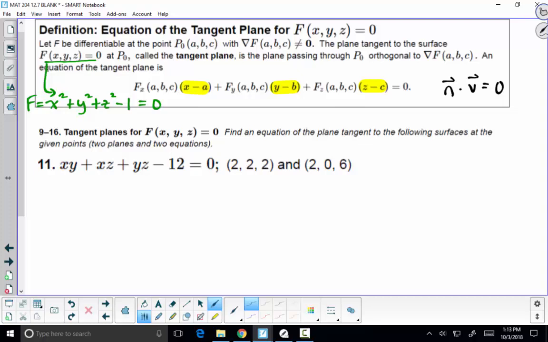Yeah? Okay, I think you just said this, but I just want to make sure: x minus a, y minus b, z minus c, that's still our direction vector v, right? Yep, that's our direction vector v.